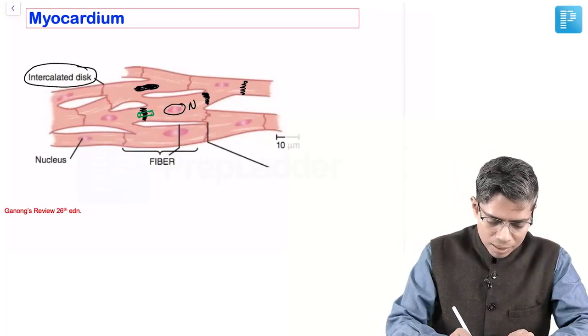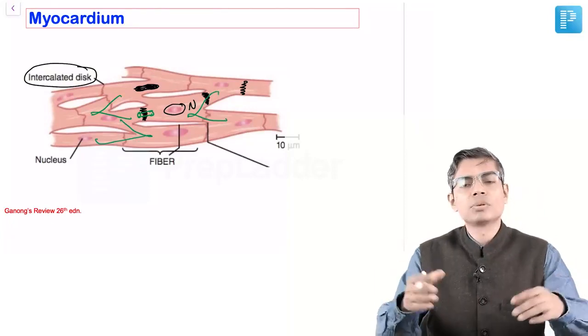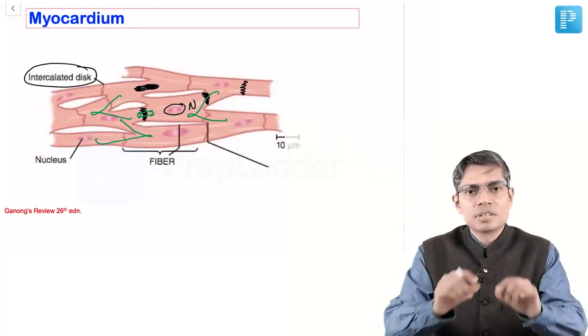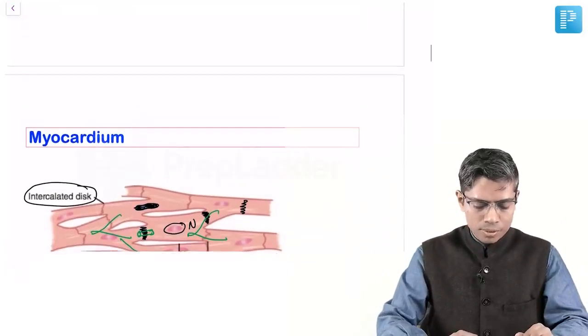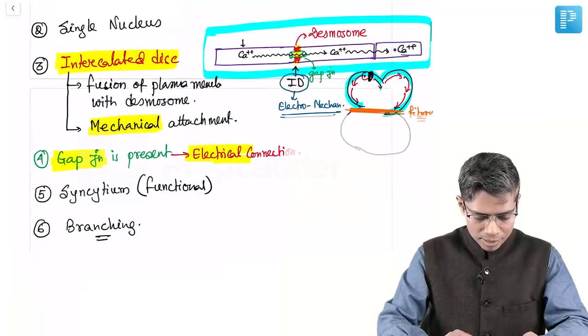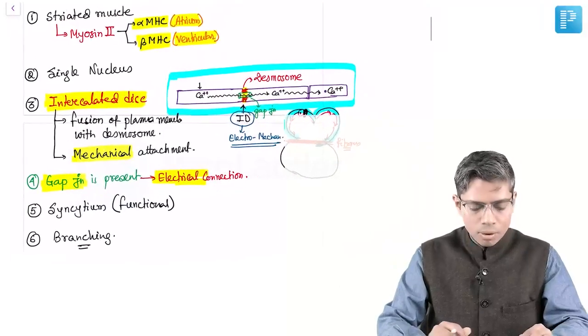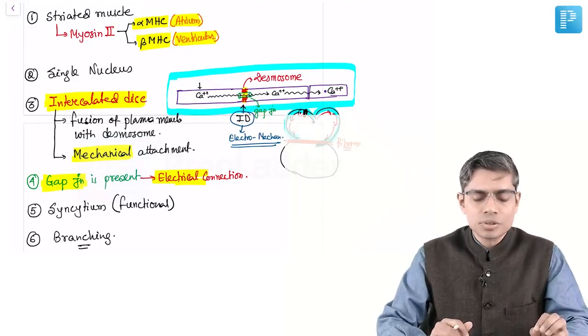And you can easily find out the regular branching pattern in case of myocardium cell. So they branch out with one another, which is completely different from skeletal muscle, because skeletal muscle is a single longitudinal fiber. So if I go back to all these points, now I ask you, try to correlate all these points with skeletal muscle and see which one is different, which one is similar.